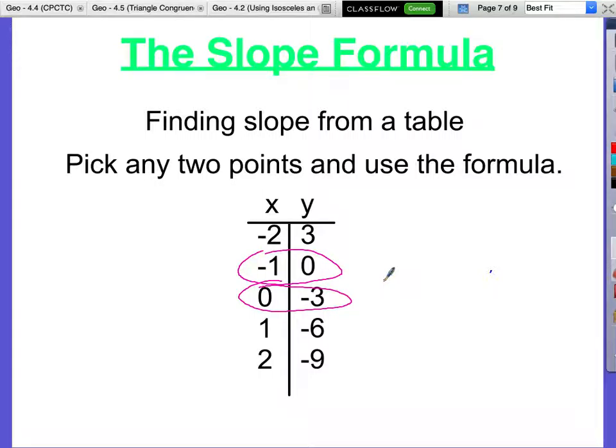So if we look for ones with zeros or with smaller numbers in general, that's probably going to be our best bet. We probably don't want to use 2, negative 9 because negative 9 is much bigger than the rest of these. Not that we could not do it, we're able to, but it's just a little more work. Okay, so I want you guys to go ahead and solve this one real quick, picking any 2 points that you want.